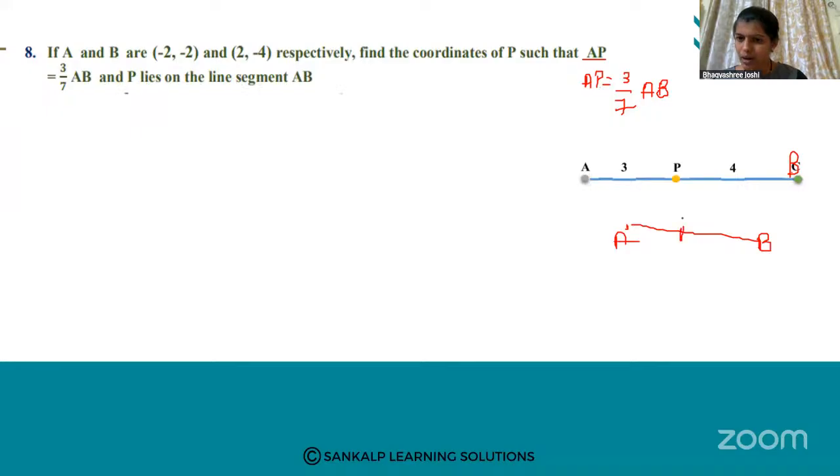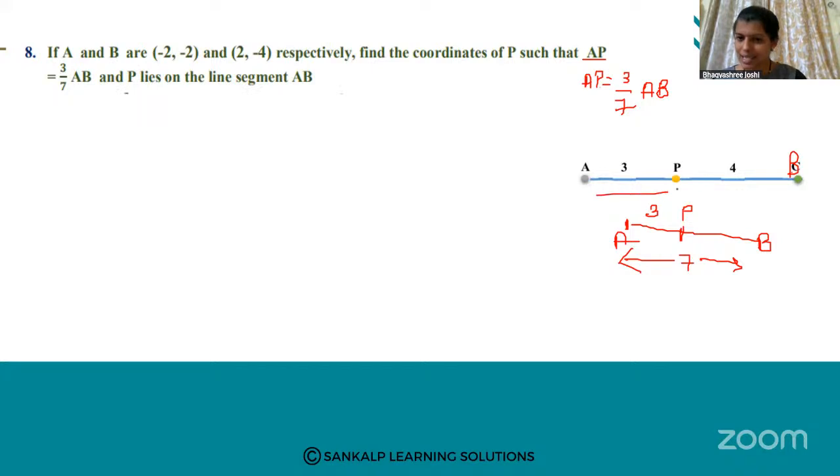Now this point P, from A to P, this is 3. Right? 3/7 of AB. 3/7 of AB means A to P it is 3, and the full A to B distance is 7. A to B is 7, and of that, A to P is 3. AP is equal to 3/7 of AB. That means the full distance is 7, and A to P is 3. Have you got my point?